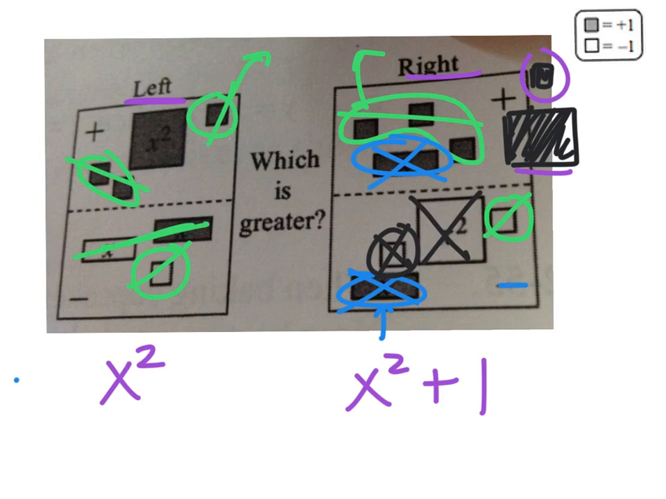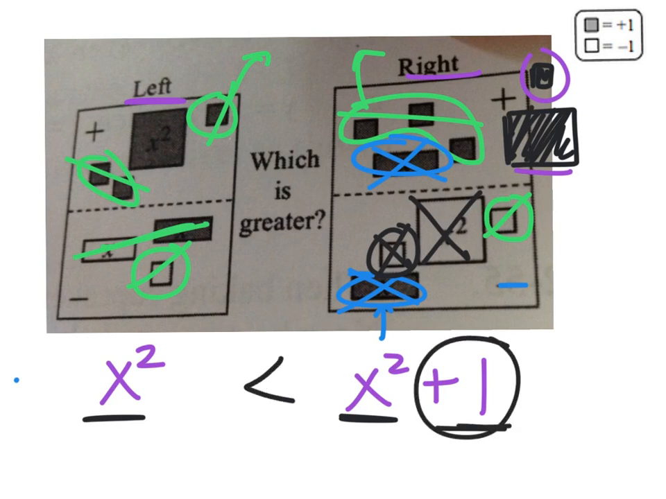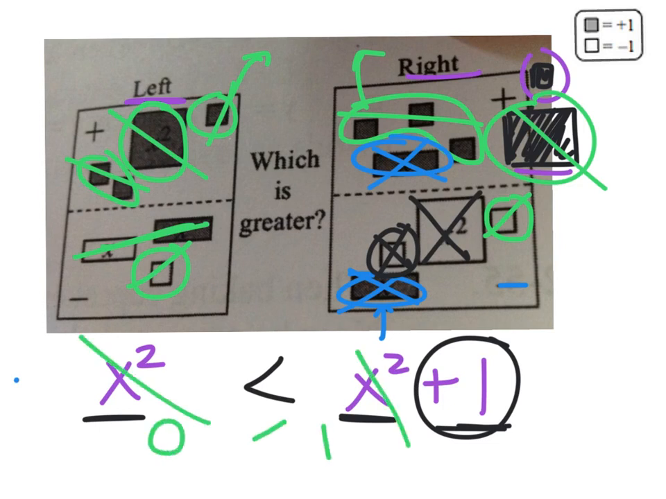Okay, let's say you got this far and you're like, oh, I don't know which is going to be bigger. Well, when you're comparing, think, they both have this x squared, so that's going to be the same amount. This side has an extra 1, so this side has to be bigger. Hopefully you'll see they both have x squared tiles, so you can take those away from both sides. So really you would be left with 0 and 1, and then 1 is bigger.